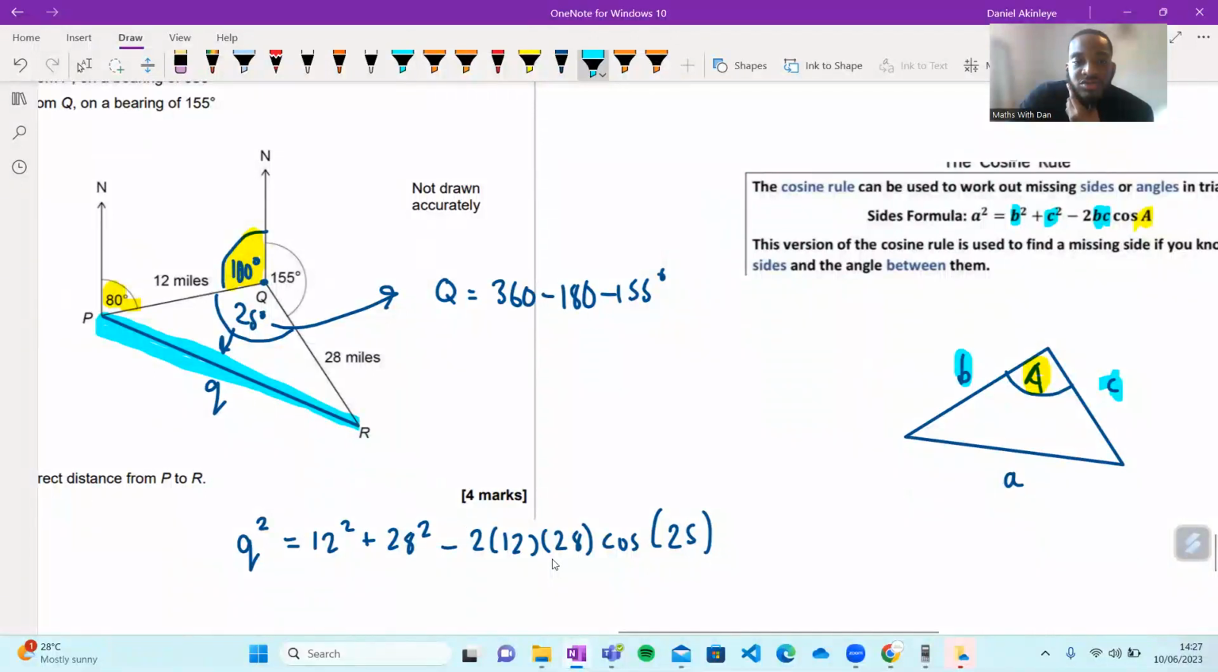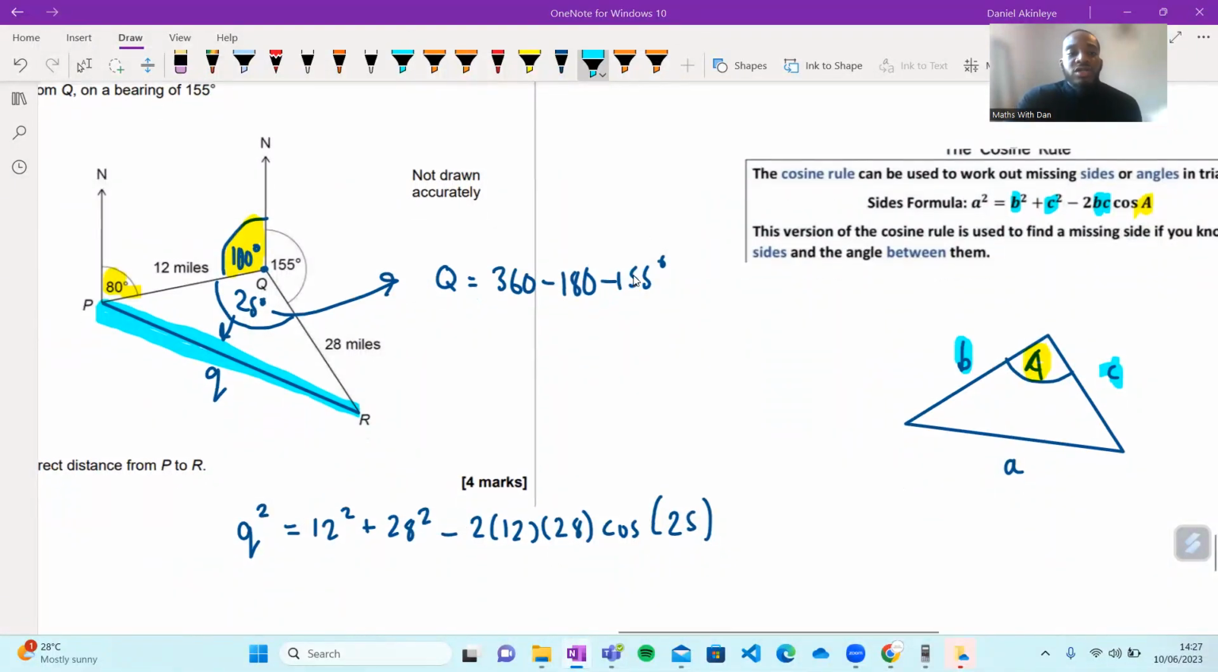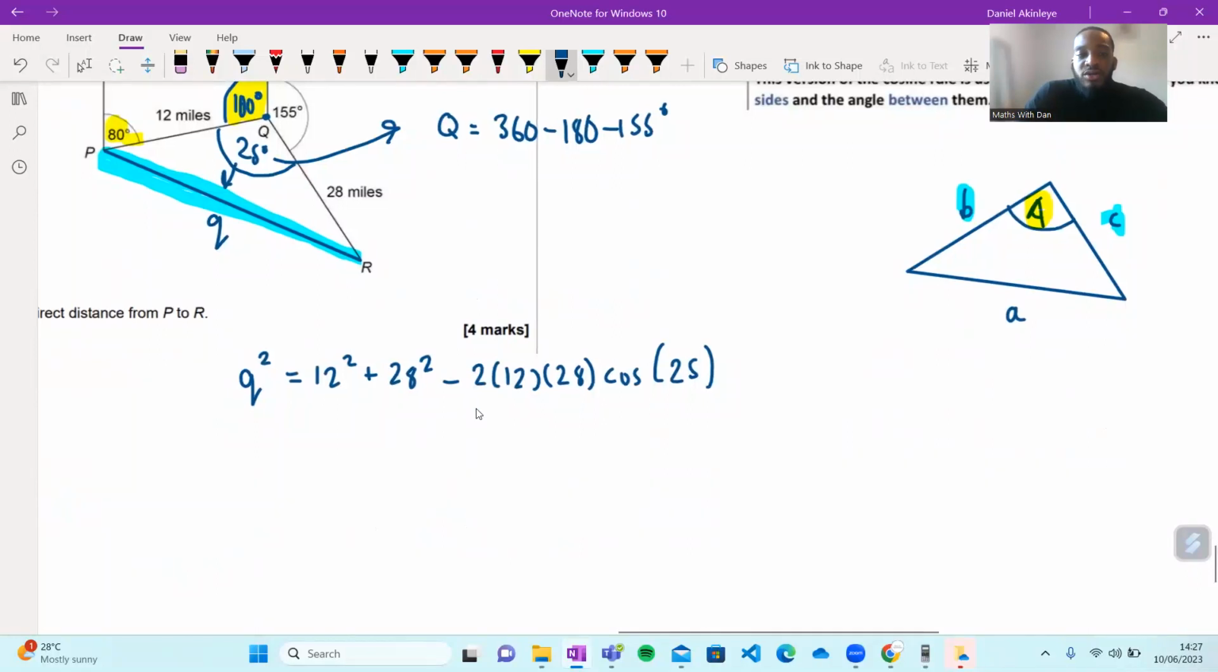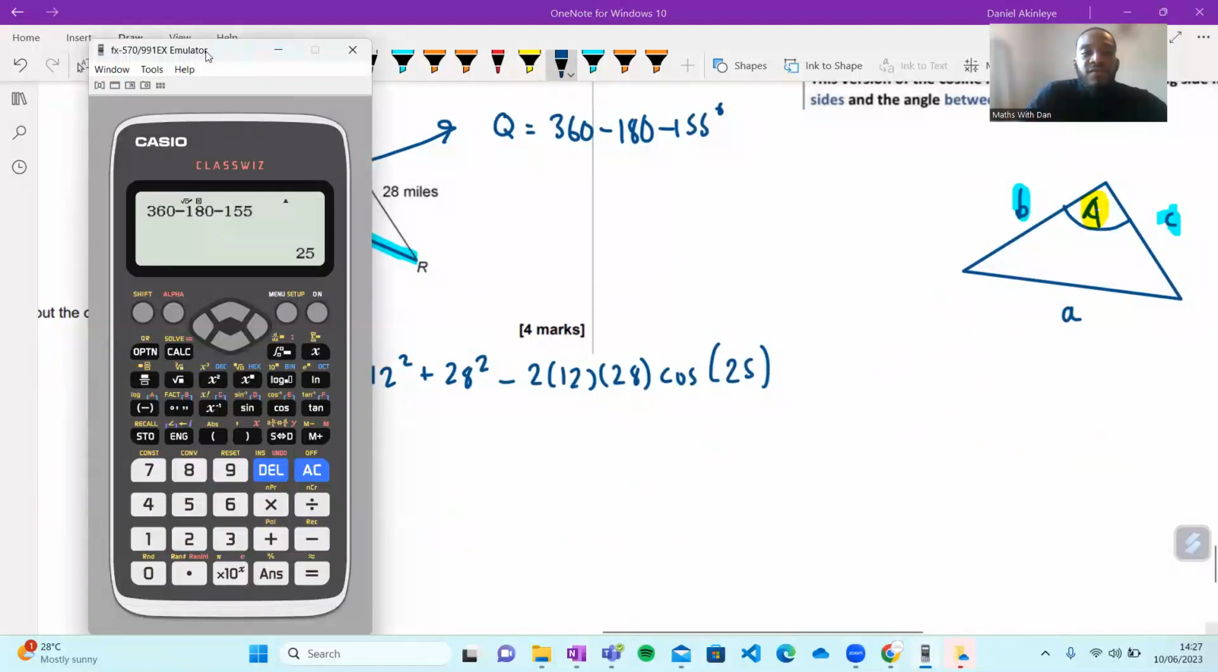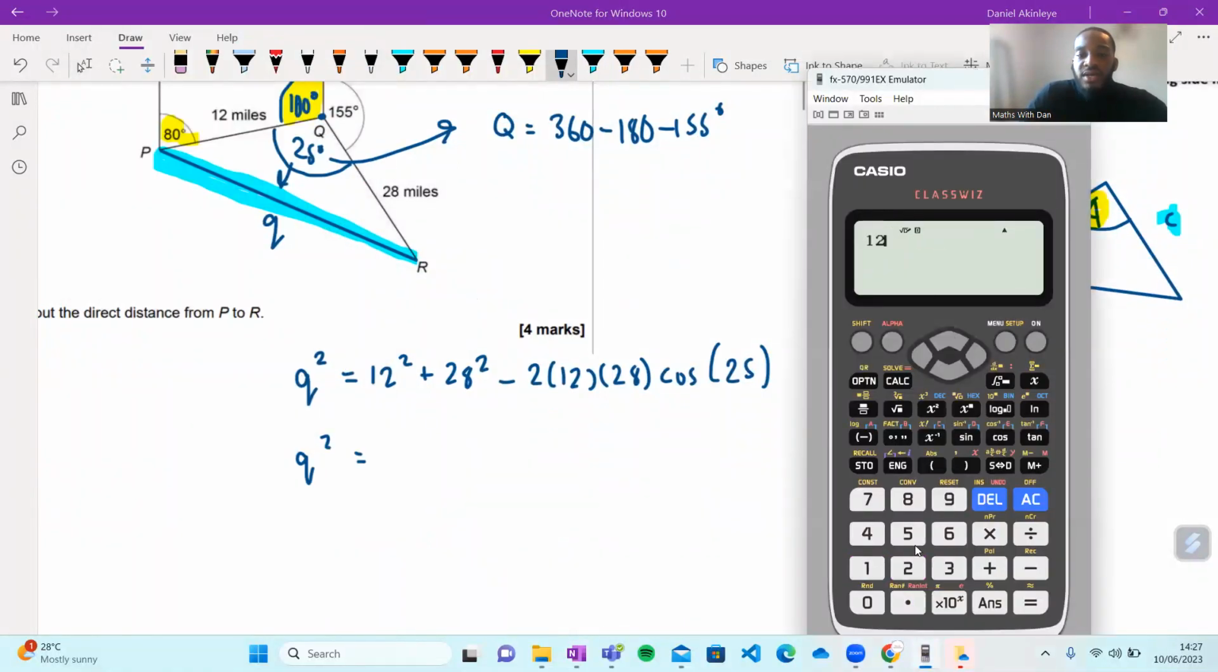Good, good. So now continuing, we're pretty much home and dry because we can just plug this into the calculator. Let me get my calculator out. It's just going to be 12 squared plus 28 squared, minus two lots of 12 and then 28, and then cosine of 25. 12 squared plus 28 squared minus 2, perfect.